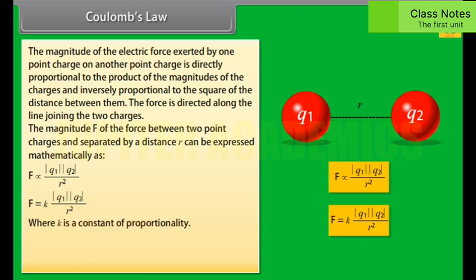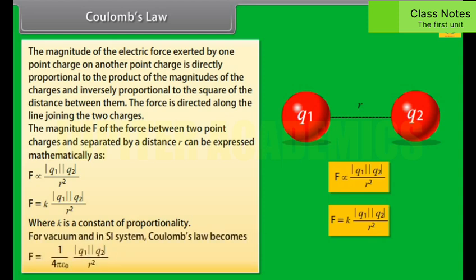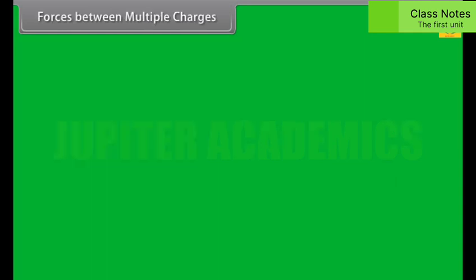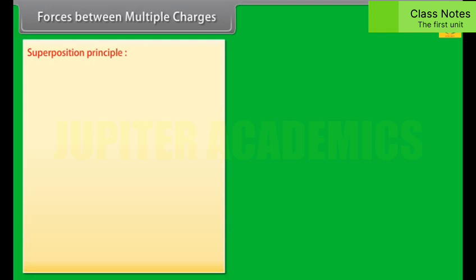Here, k is a constant of proportionality. For vacuum and in SI system, Coulomb's law becomes F = 1/(4πε₀) × |Q1| |Q2| / r². Forces between multiple charges. Superposition principle.